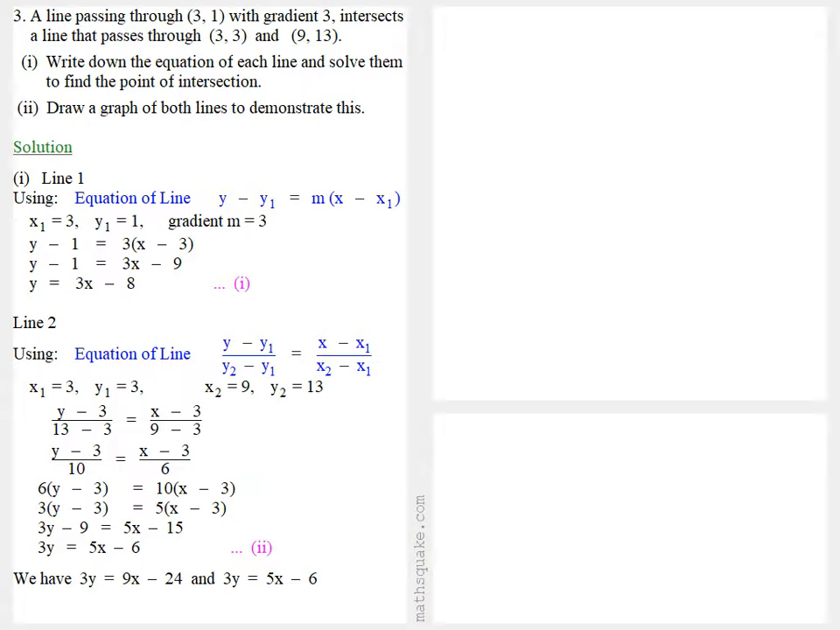Subtract 5x from both sides and add 24, and we end up with 4x equals 18, which means x is equal to 4.5. Now y is 3x minus 8, so that's 3 times 4.5 minus 8. Y is 13.5 minus 8, which means y is equal to 5.5. So the lines cross at 4.5, 5.5.